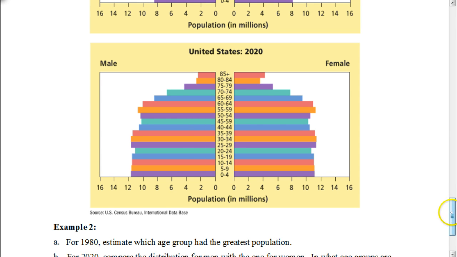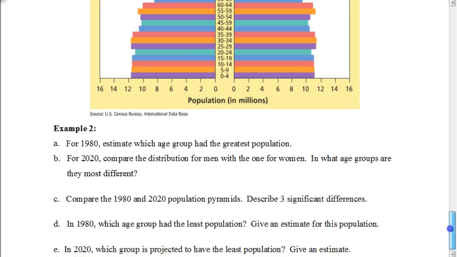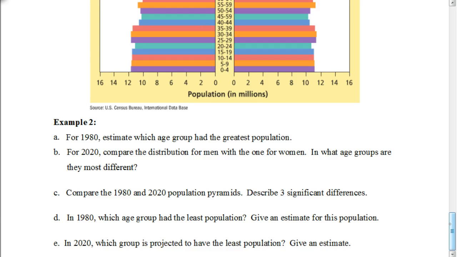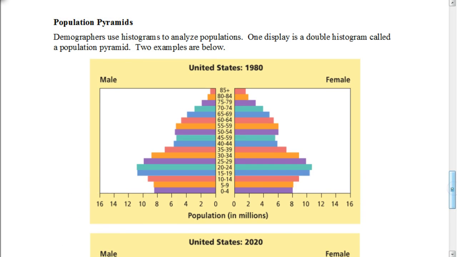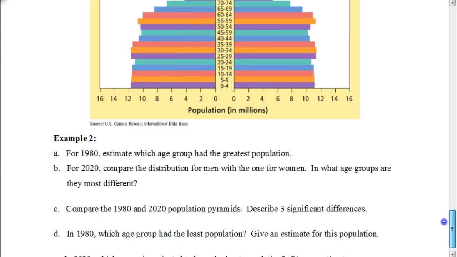So let's answer some of these questions. Let's look at this first one. It says, for 1980, estimate which age group had the greatest population. So again, we're going to look up here in 1980. The greatest population is clearly the 20 to 24 age group for both male and female. So that's going to be our answer for part A.